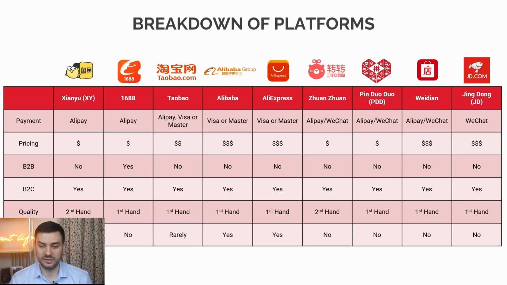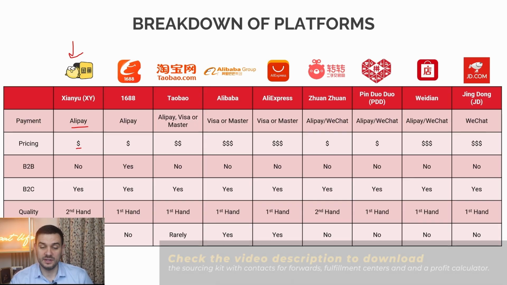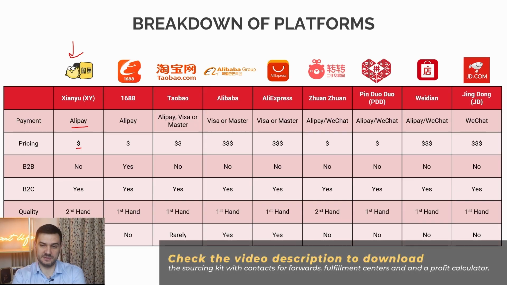So starting from the left, we have Xianyu. Think of this as a second-hand platform right here, where people can freely sell their goods. It's not usually established businesses, it's usually individuals. Think of it like eBay. They only accept Alipay. The pricing is actually pretty nice, because they're used goods. They're usually not goods that are brand new, although they do sell brand new every once in a while. And no, they can't ship overseas.